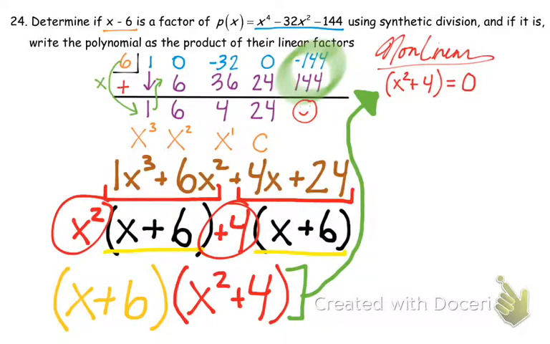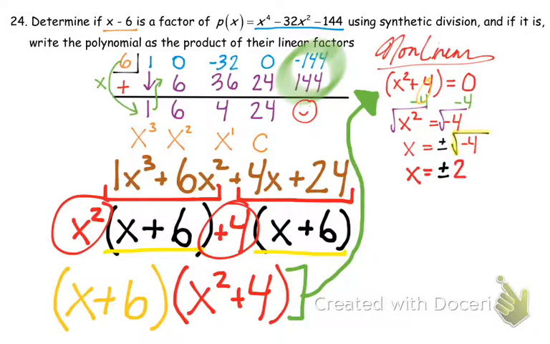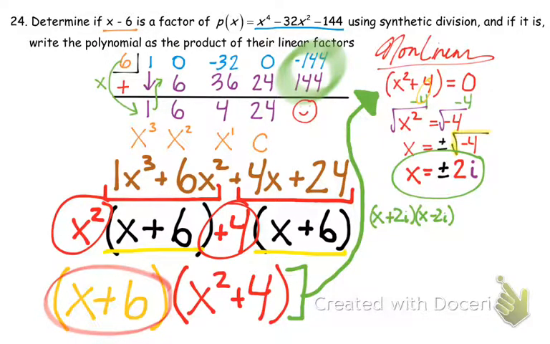But x squared plus 4 is non-linear, so that means we need to keep breaking that one down. So if we set this equal to 0, we can subtract 4, then take the square root of negative 4, which is plus or minus 2i. So now I have my remaining 2 linear factors. So if I write this in factored form, I have x plus 2i, x minus 2i. Then from our new polynomial, we have x plus 6, and then our original factor, x minus 6.